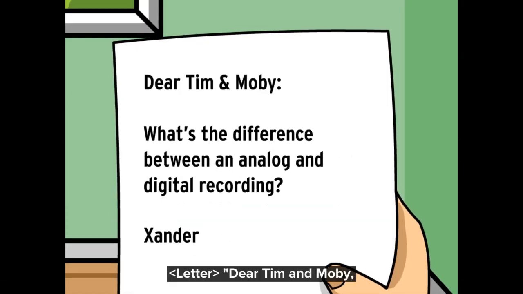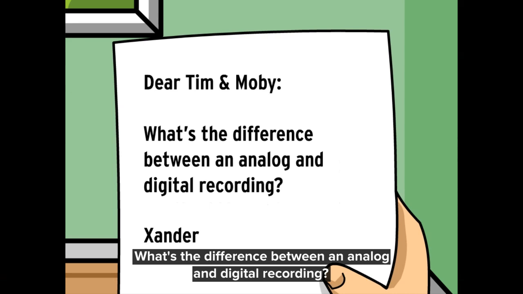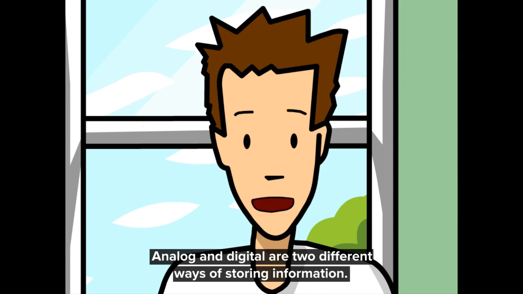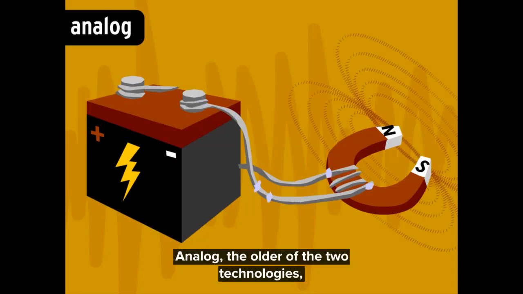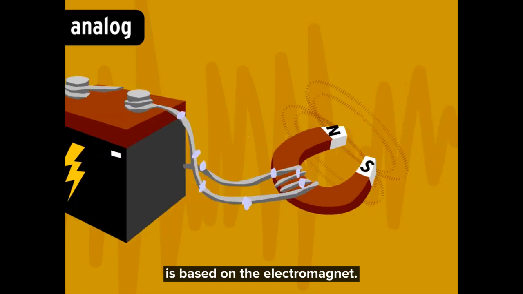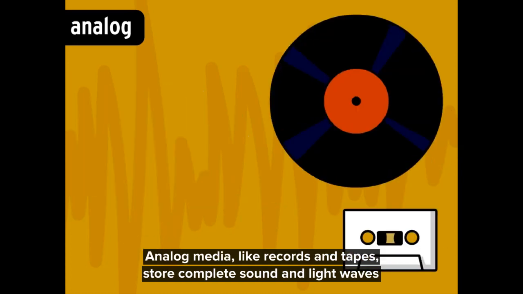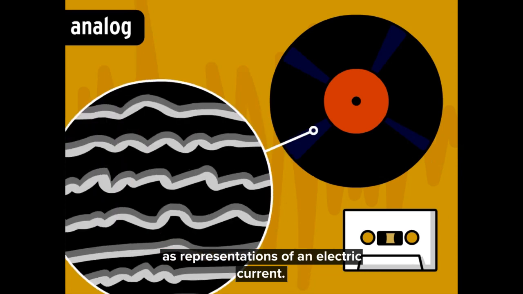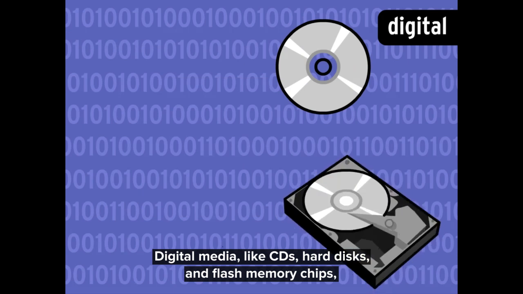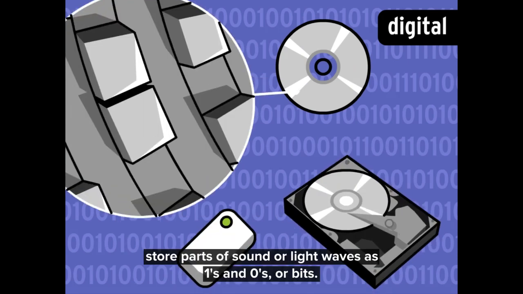Dear Tim and Moby, what's the difference between an analog and digital recording? From Xander. Analog and digital are two different ways of storing information. Analog, the older of the two technologies, is based on the electromagnet. Analog media, like records and tapes, store complete sound and light waves as representations of an electric current. Digital technology is based on the microchip. Digital media, like CDs, hard disks, and flash memory chips, store parts of sound or light waves as ones and zeros, or bits.